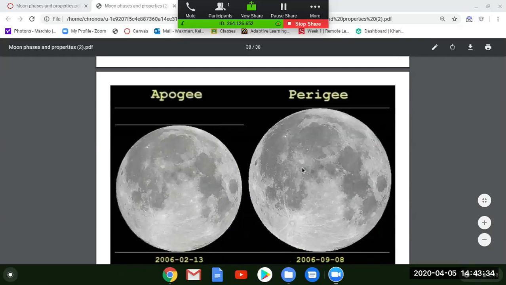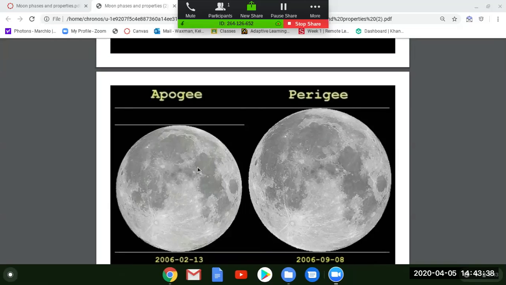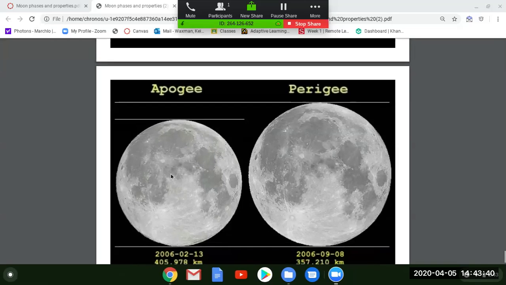The close point of the moon, the perigee, look how big it is in size compared to the farthest point of the moon in its orbit. Now remember, the moon gets as close as 221,000 miles. You don't have to know this, and as far as 252,000.